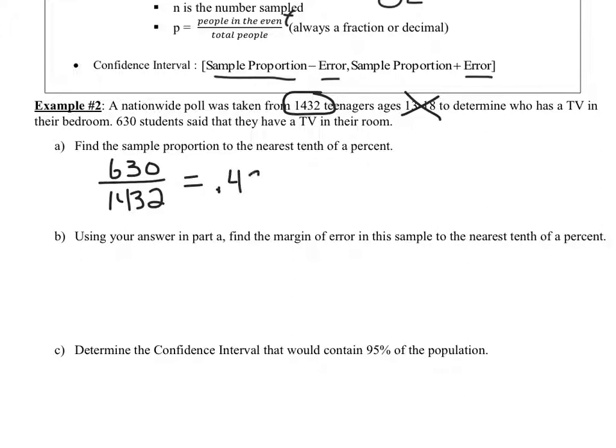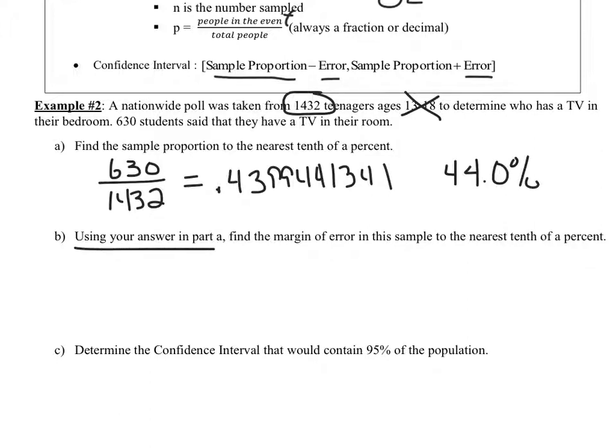That's 0.4399. That's the probability. They said to the nearest tenth of a percent, so it's 44.0%. Now, using your answer in part A, because they want us to use this one, we'll use the 44% to determine our margin of error.